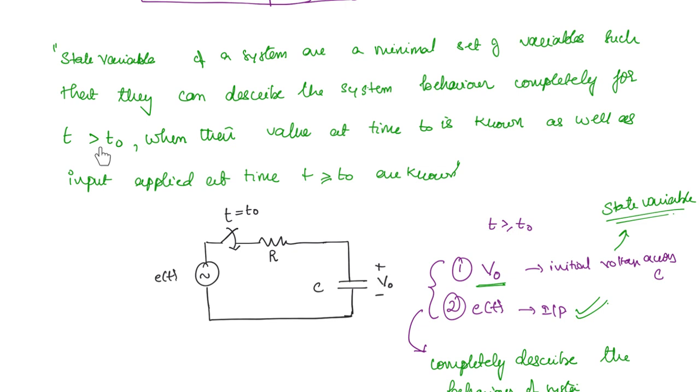But what is the condition? When can the state variable define the system behavior? When their value at time t0 is known, which is the initial voltage of the capacitor in this case, as well as the input applied for time t greater than or equal to t0. When the switch is closed at t0, the input is applied, so if we know the input, then we can describe the system completely. That is the understanding of state variable in control systems.